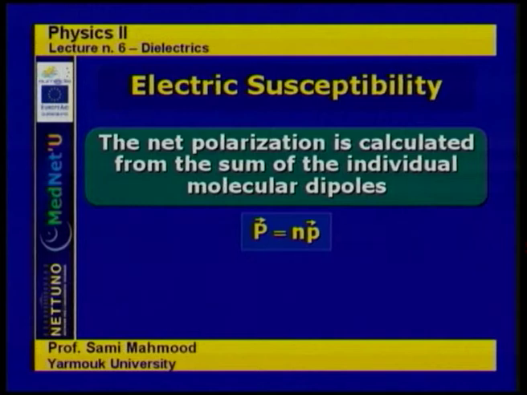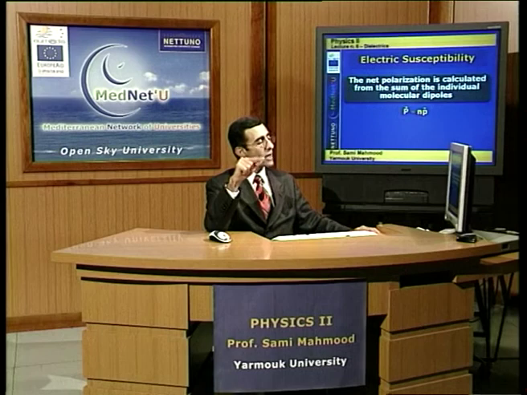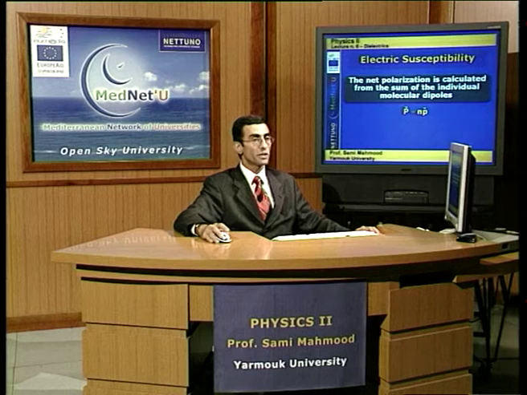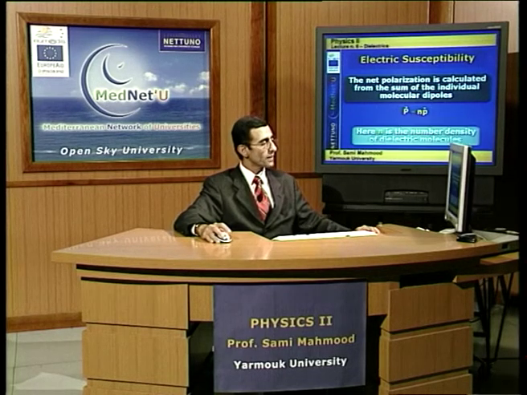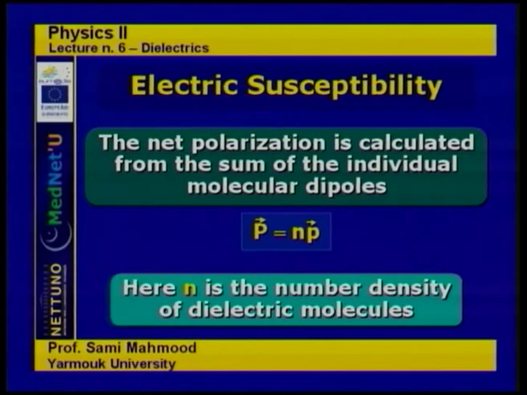So the total polarization, capital P, is simply equal to n times small p. Here, small p is the dipole moment of a single molecule or atom of the dielectric, and n is the number density, the number of molecules per unit volume. That way we have a total moment per volume in the material, which is the definition of the polarization.